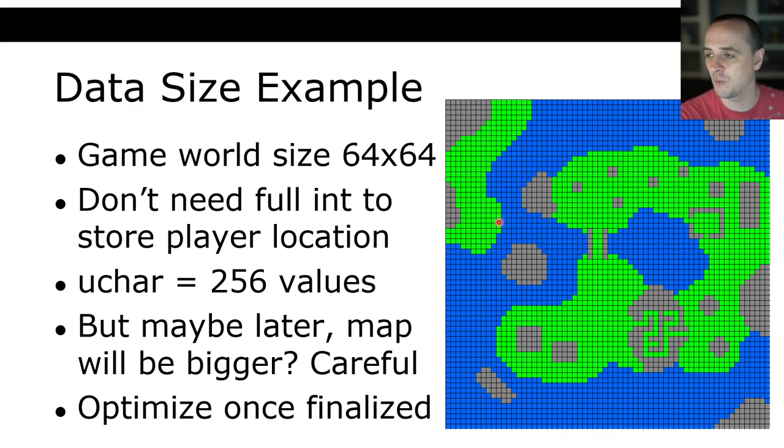Because what if halfway through the development of your system, you thought you were being really clever by using chars instead of ints here, but then your team lead comes and says, oh, we're going to have maps that are size 1,000 by 1,000 now. And so you have to go back and change all your chars to shorts or something like that. So keep in mind that you can reduce the data size for some of your variables, but that may be a premature optimization that later on you would have to change. So there's always this trade-off between minimizing data size and maximizing usability, for example. But only start optimizing once all of your functionality is in the game.